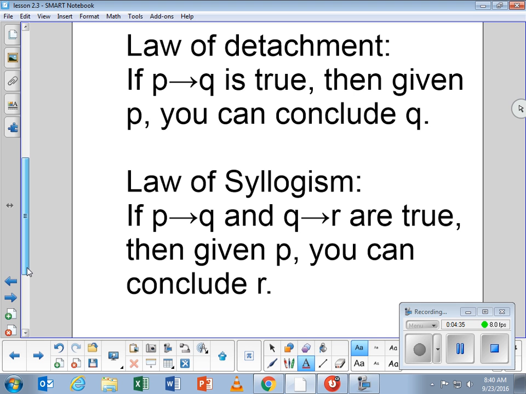Okay? Law of detachment says if P then Q is true, then given P you can conclude Q. We have already done that. Okay? We said if everybody gets an A on Unit 2 test, then what?